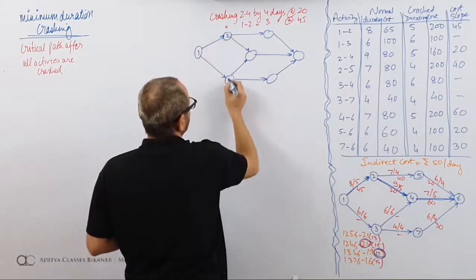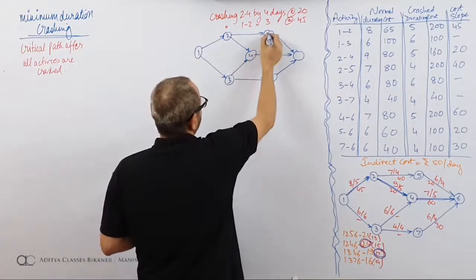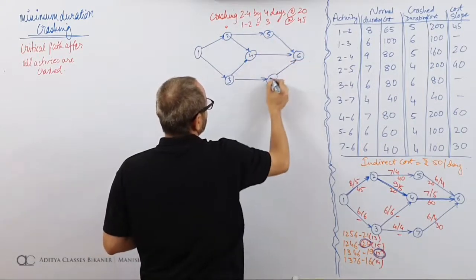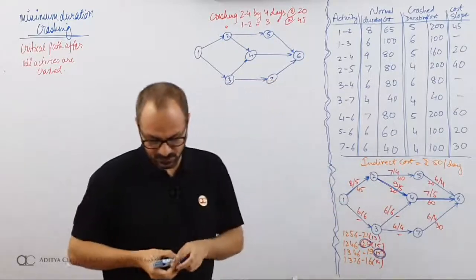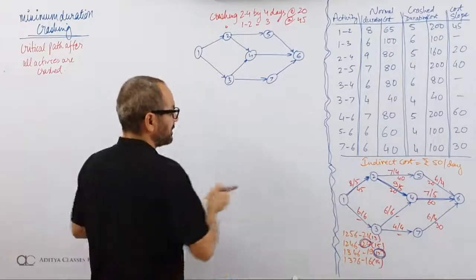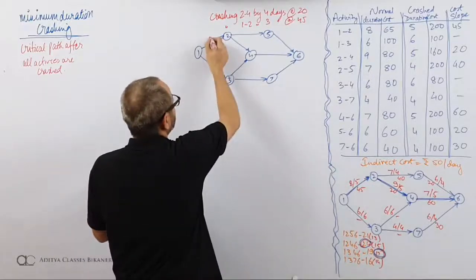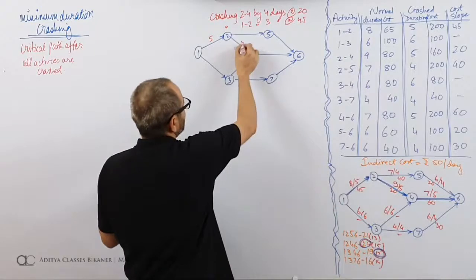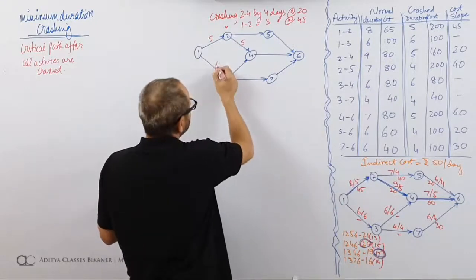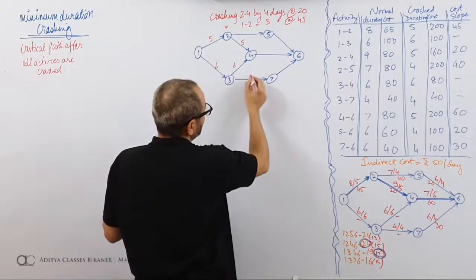1, 2, 3, 4, 5, 6 and 7. You have crashed this and this. So what will be my updates? My updates will be, this is now down to 5. Crash this by 3 days, crash this by 4 days, so this is also down to 5. No updates needed, 6 and 6, and this is 4.